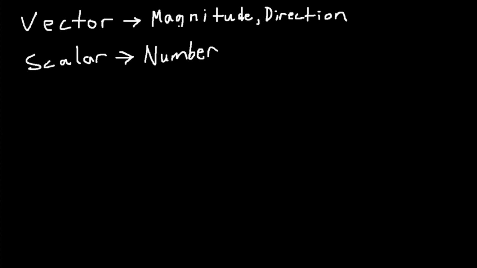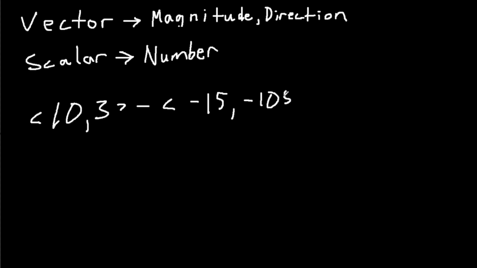Now, let's try subtracting a vector. <10, 3> minus <-15, ...>. Maybe I'll put 8 here. Nah, let's put some absurd number. It's like 1,052 or something like that. So go ahead and do this.